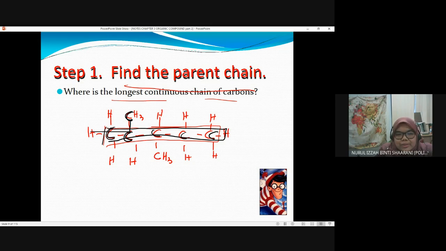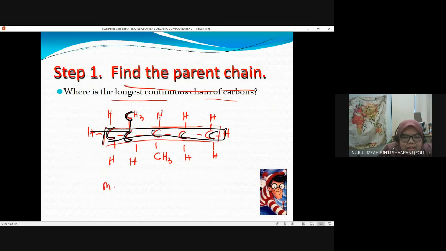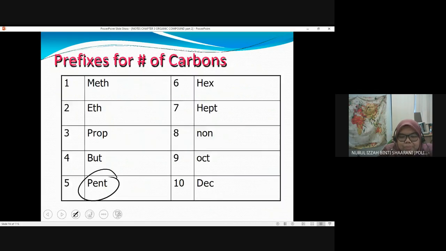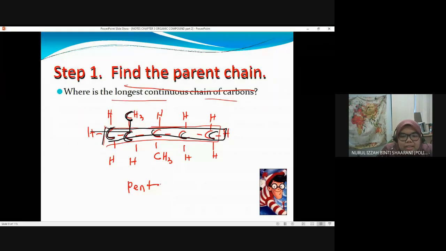So let's look: what is the prefix for 5? The prefix for 5 carbon is pent. P-E-N-T. Then looking here, alkanes have all carbon-carbon single bonds, and the A-N-E is the ending. So we put our ending here: pentane. So that finishes the parent chain.